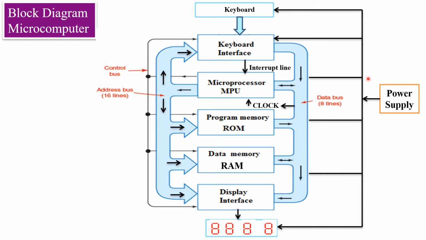So let us see, what are the blocks we have seen? Keyboard. Keyboard is input to the next block, the keyboard interface, then the microprocessor unit, program memory, data memory, and display. Here you see the data bus. Data buses are bidirectional. The data flows in and out of the devices. So these are the data lines showing how the data is flowing.